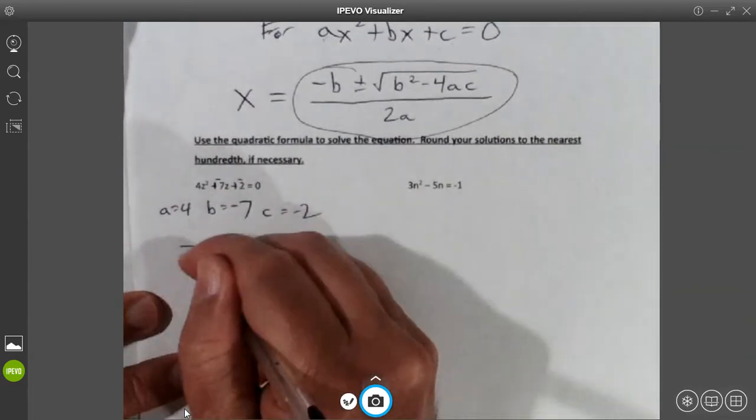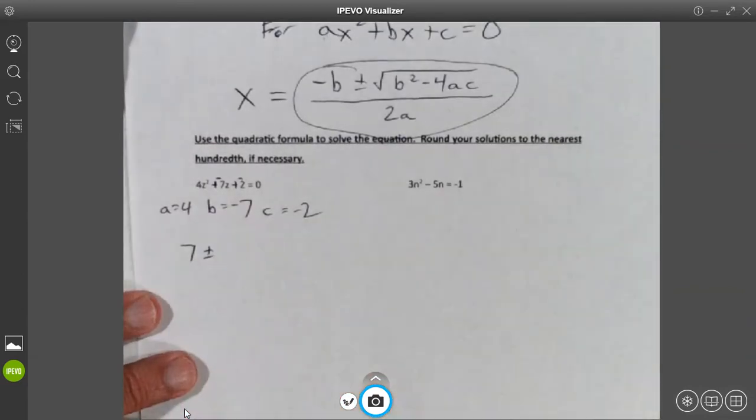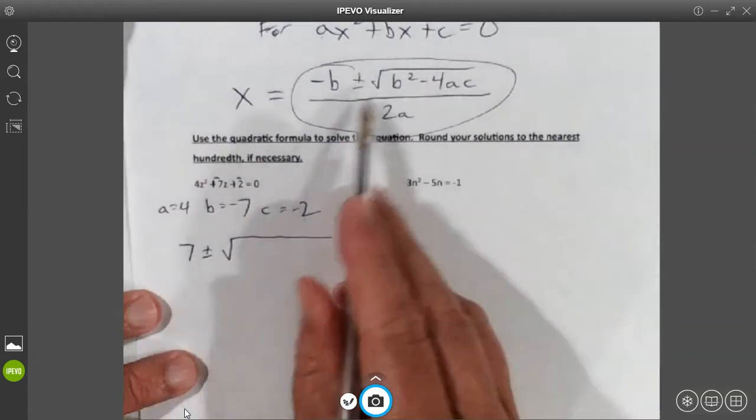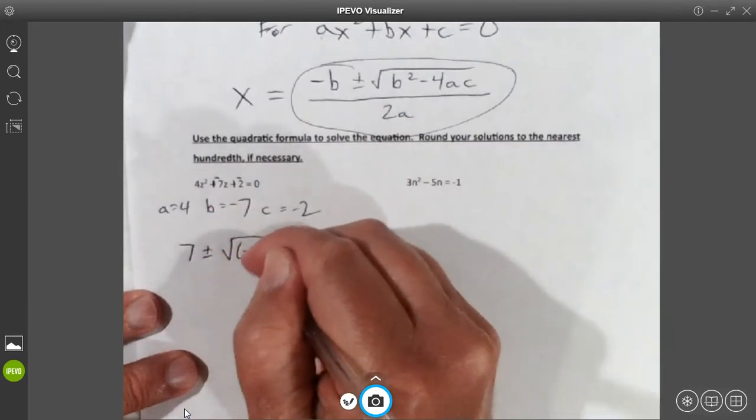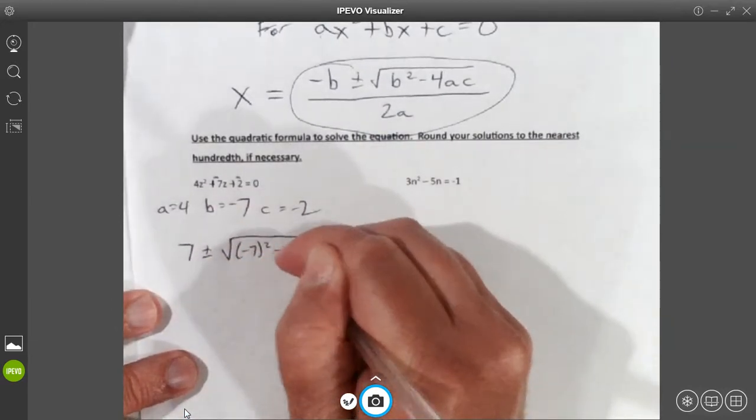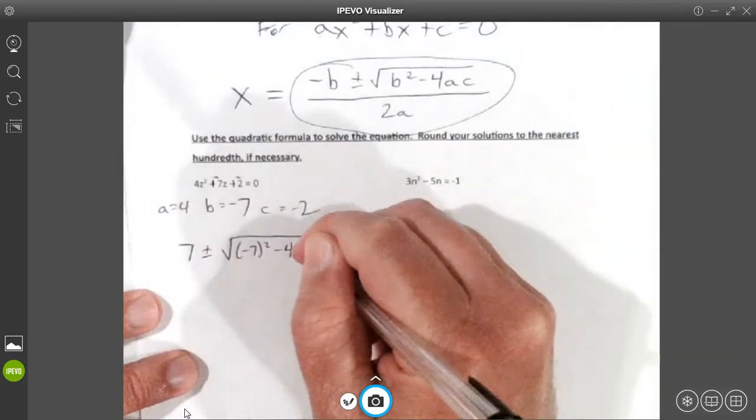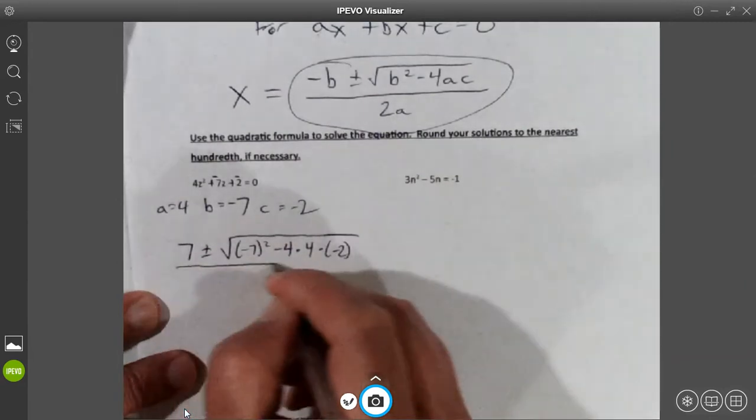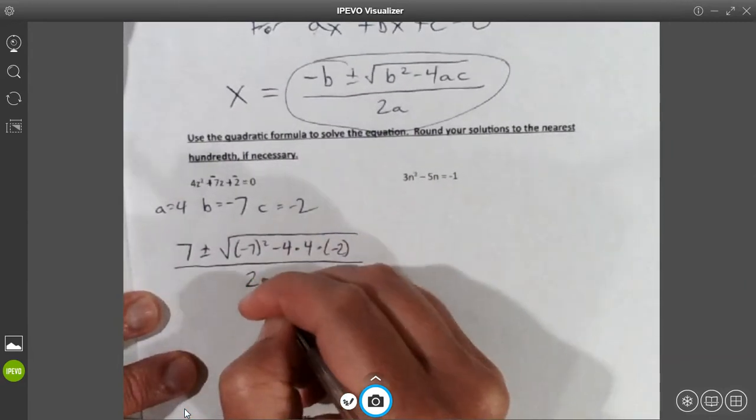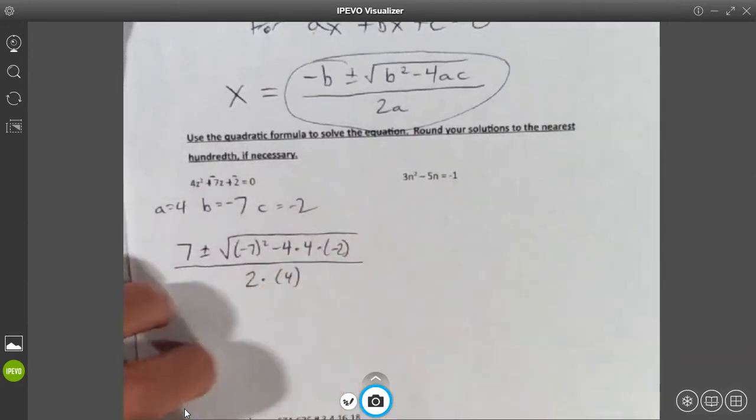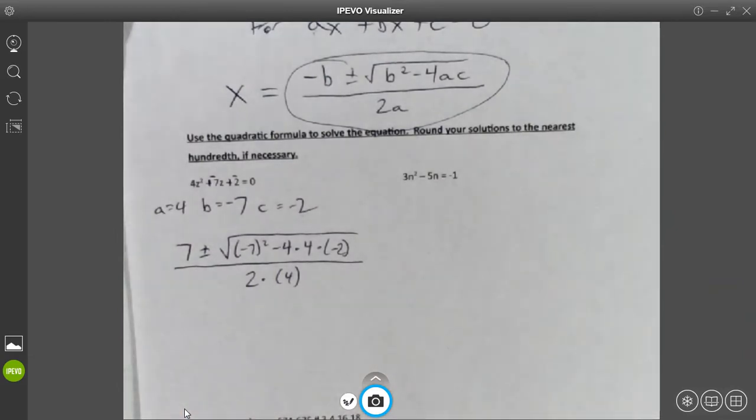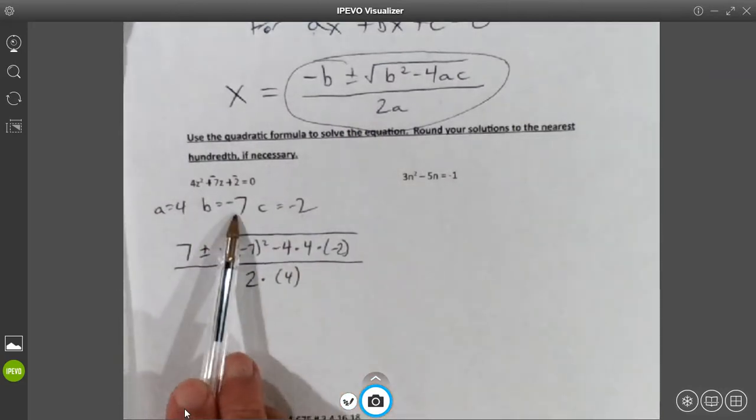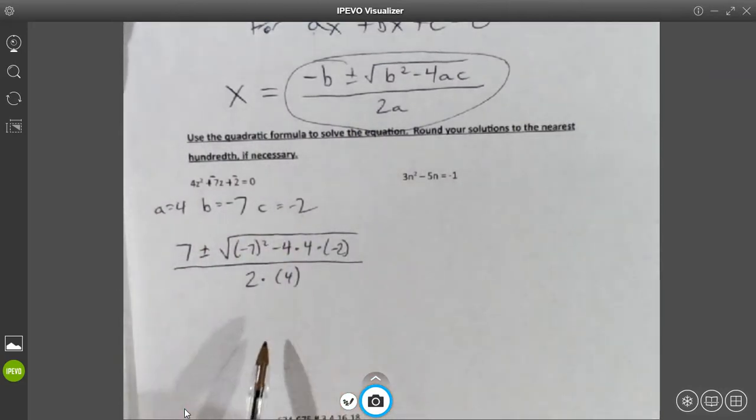Plus or minus, and we've seen that before, so that shouldn't be too new to you. The square root of b squared, so that's -7 squared, minus 4 times a times c, and that whole thing is divided by 2 times a. So all I've done there is I've gone to the quadratic formula, and I've replaced a with 4, b with -7, and c with -2.